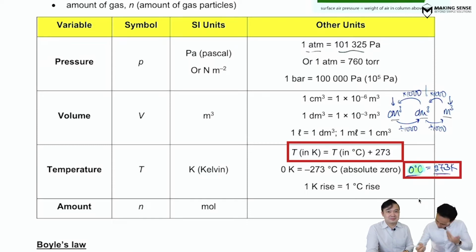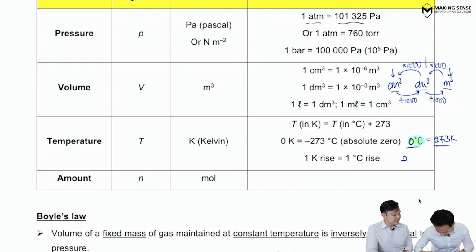Very easy. And of course, Mr. Leong, if I have 25 degrees, can you do the math for me? Okay, so if it's 25 degrees, I'll add 273 to it. You end up with 298 Kelvin. Well, quick math, man. Yeah, 298 Kelvin, okay? That's it.